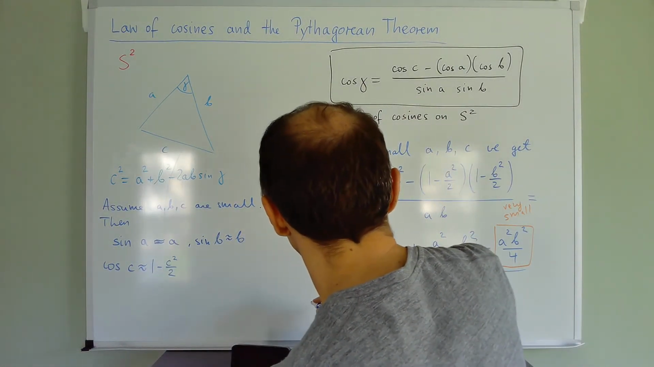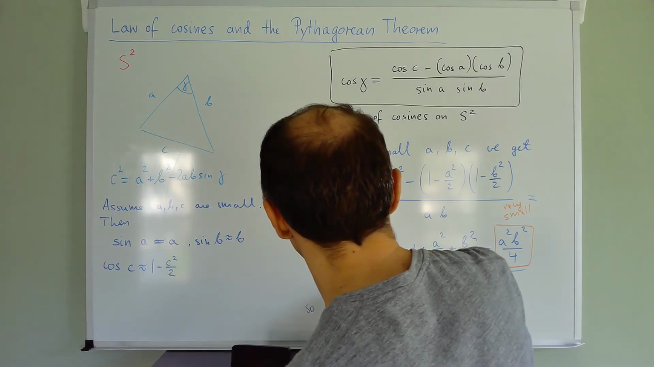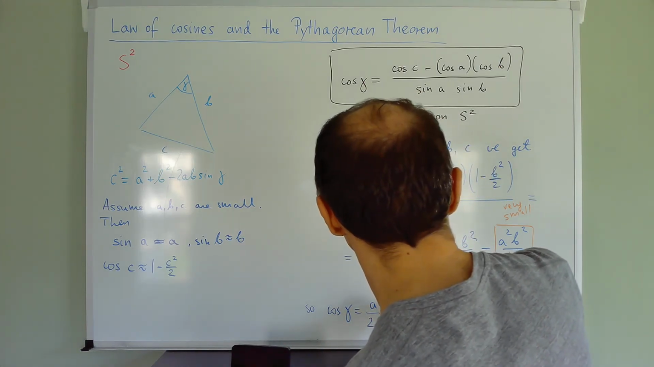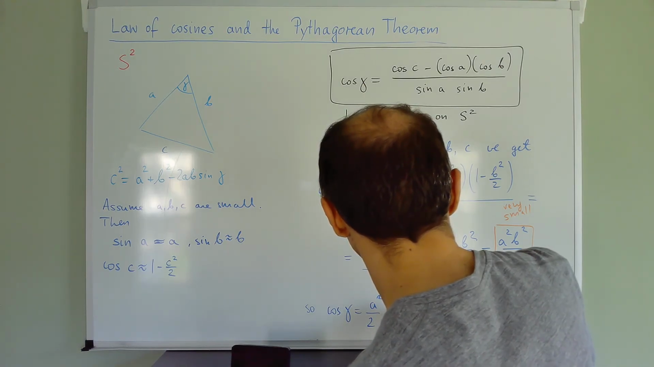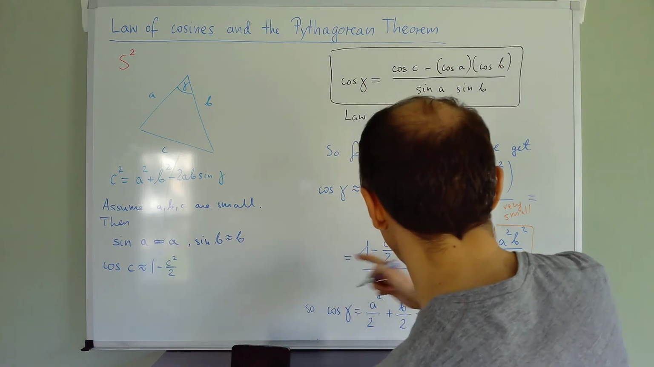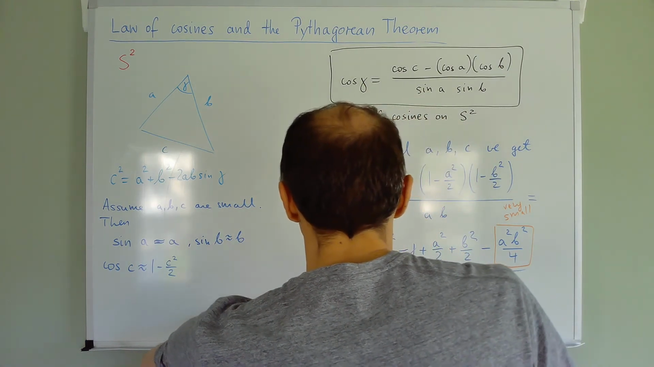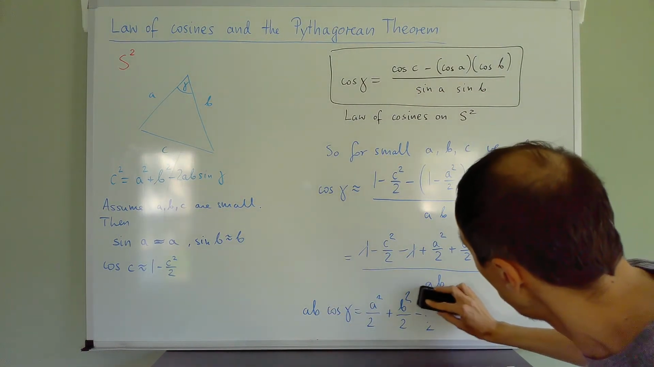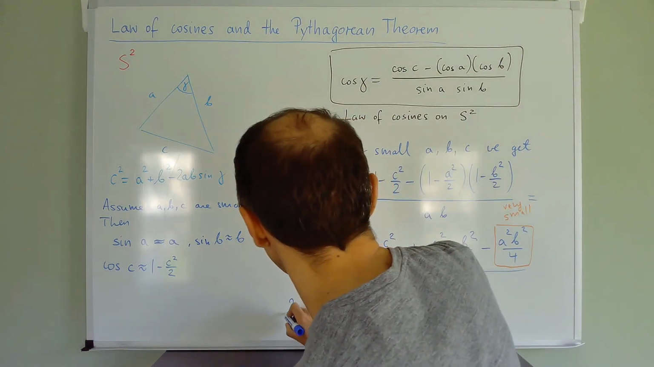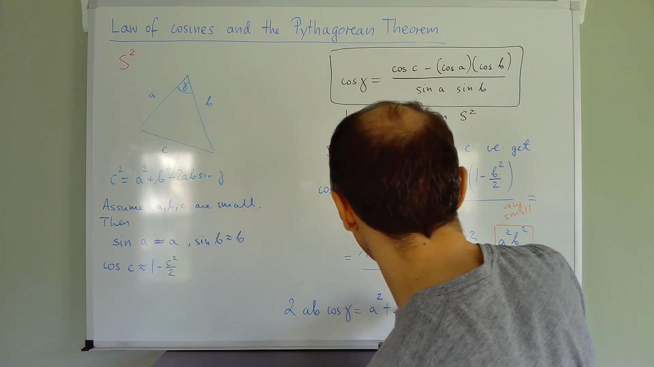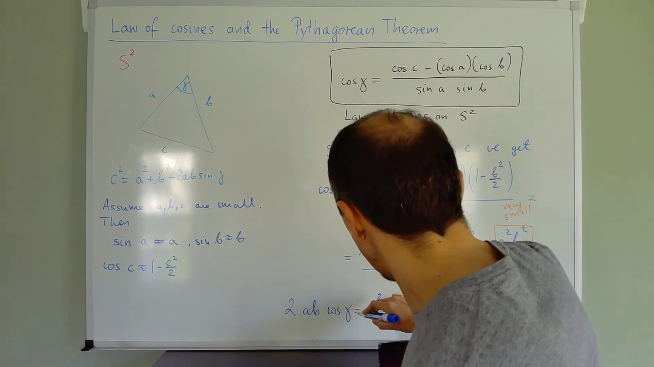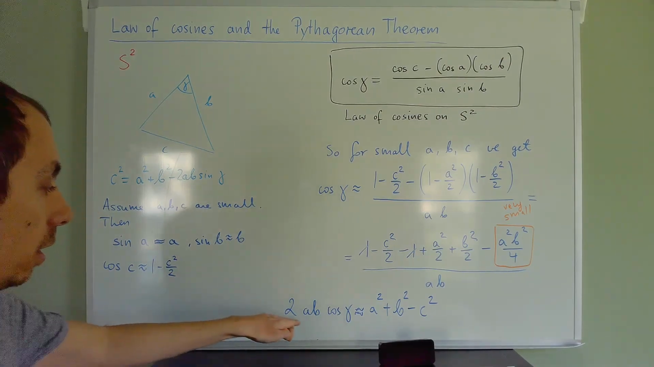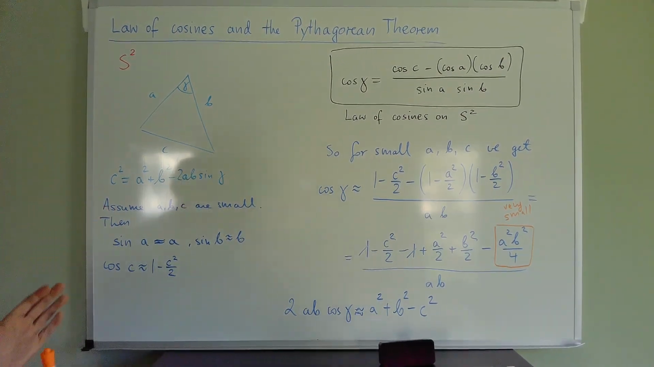So we get cosine gamma is equal to, well, these ones cancel. So I get a squared over 2 plus b squared over 2 minus c squared over 2, all divided by ab. And if I multiply the ab on the other side, I get ab cosine gamma. And if I multiply both sides by 2, I finally get a squared plus b squared minus c squared approximately equals 2ab cosine gamma, which is, look, exactly the classical law of cosines.